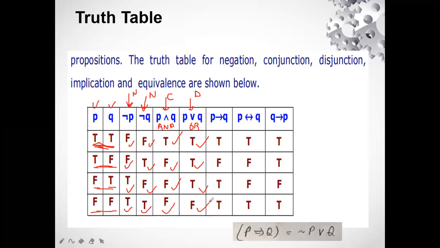Now we have P implies Q. Before P implies Q, let me tell you equivalence, that is P equivalence Q. For P equivalence Q, both should be true or both should be false. So true, true, we get true. True, false, we get false. False, true, we get false. And both false, we get true. So this is what equivalence is.